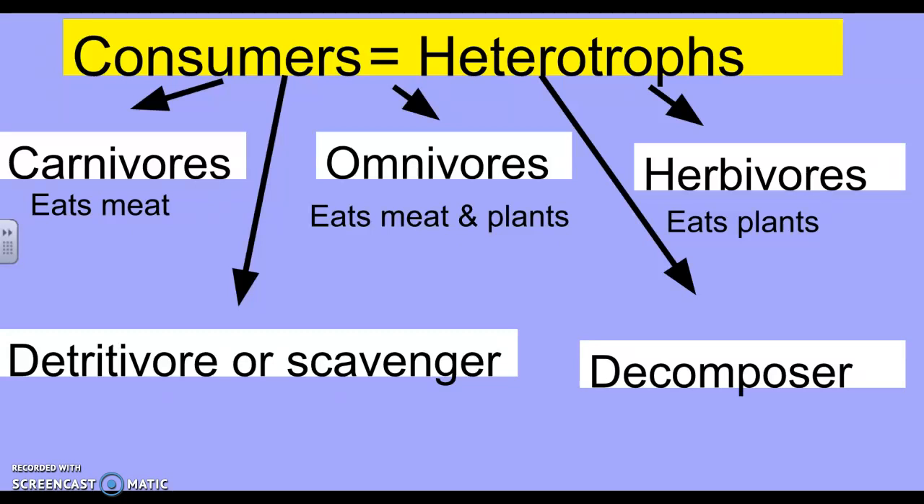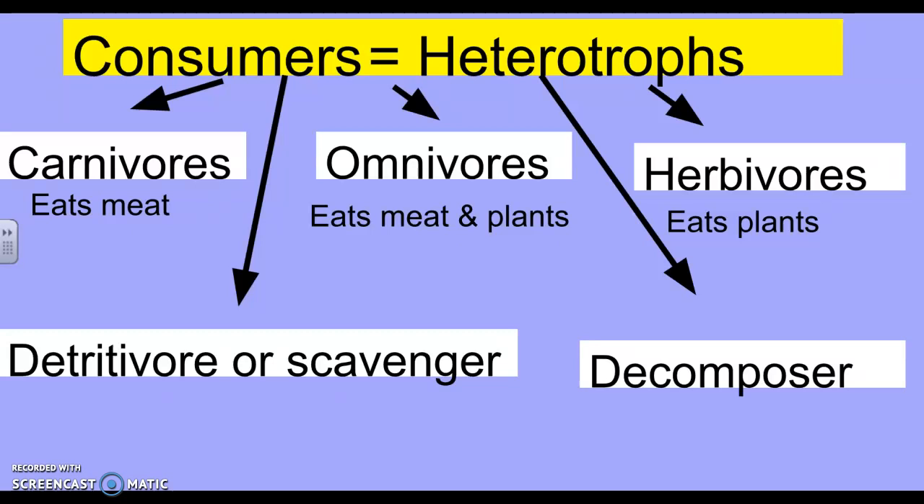Humans as a group are considered omnivores because we eat meat and plants. But some people like to eat only plants. So those people, even though they're still humans and are capable of eating meat and plants, choose to be herbivores because they lead a vegetarian lifestyle.